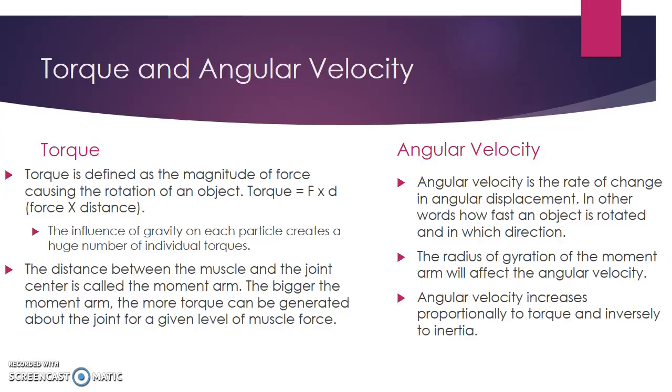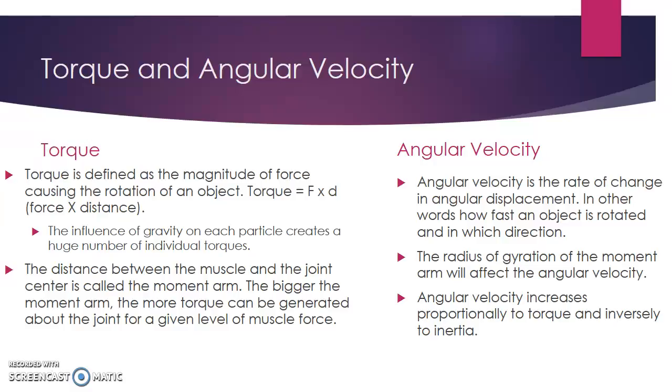Torque is defined as the magnitude of force causing the rotation of an object. The influence of gravity on each particle creates a huge number of individual torques. The distance between the muscle and the joint center is called the moment arm. The bigger the moment arm, the more torque can be generated about the joint for a given level of muscle force.